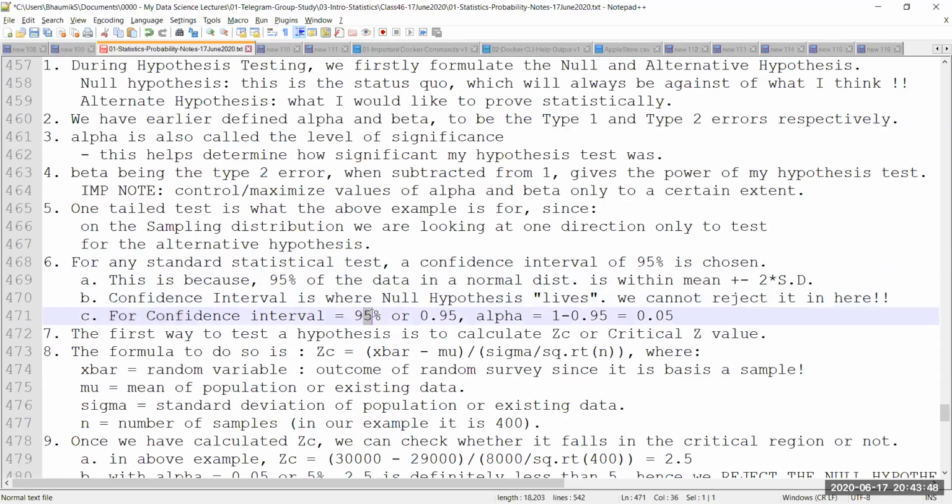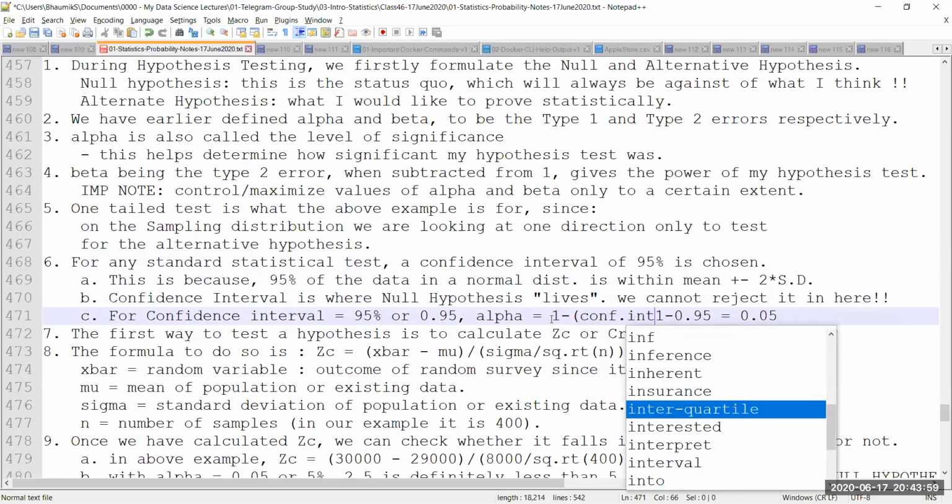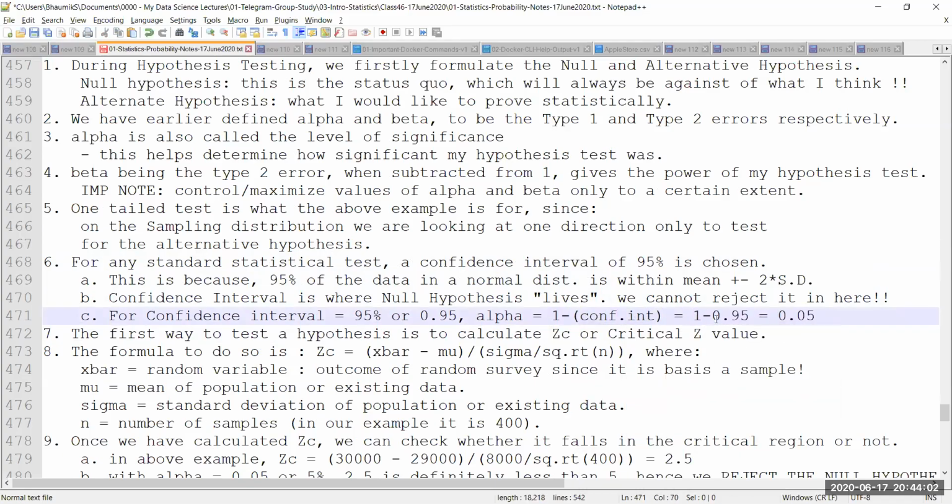For confidence interval 95%, or 0.95, alpha becomes 1 minus confidence interval. So the formula of alpha is 1 minus confidence interval, which in this case is 1 minus 0.95, so alpha becomes 0.05. So for any normally distributed data, any standard normal distribution, I'm obviously going to say my alpha is going to be 0.05, because statistically my confidence interval will always be 95%.